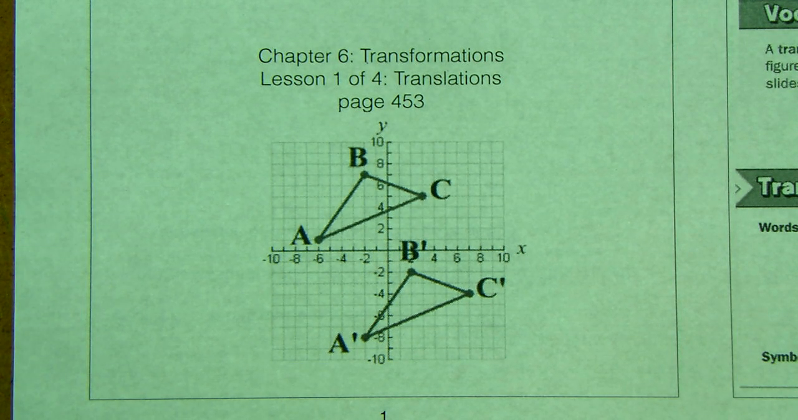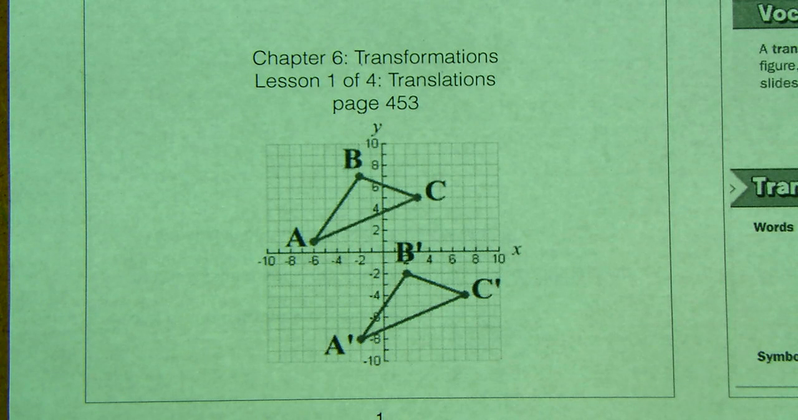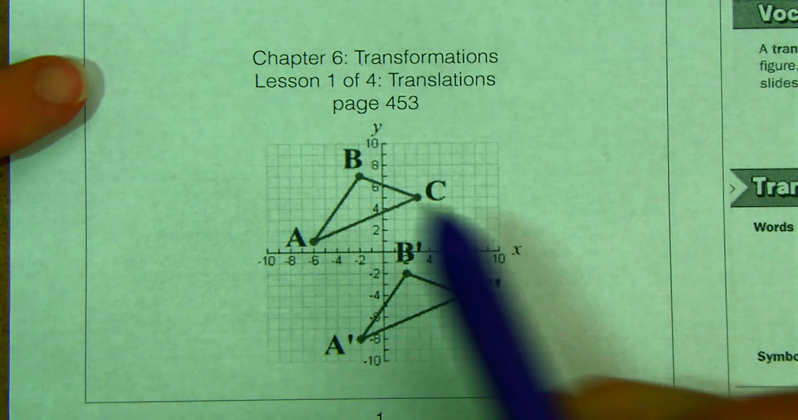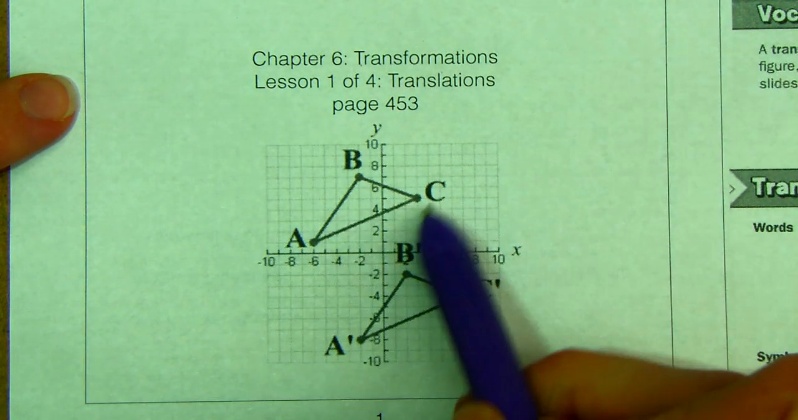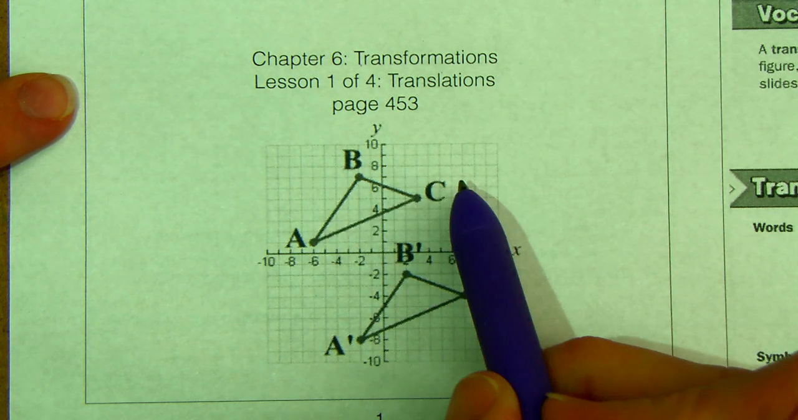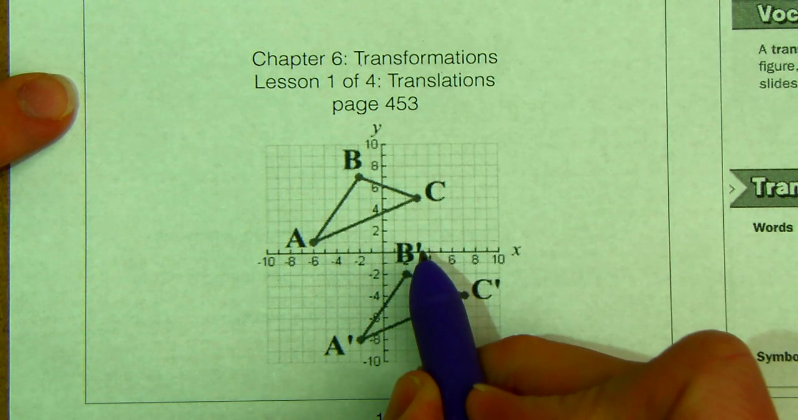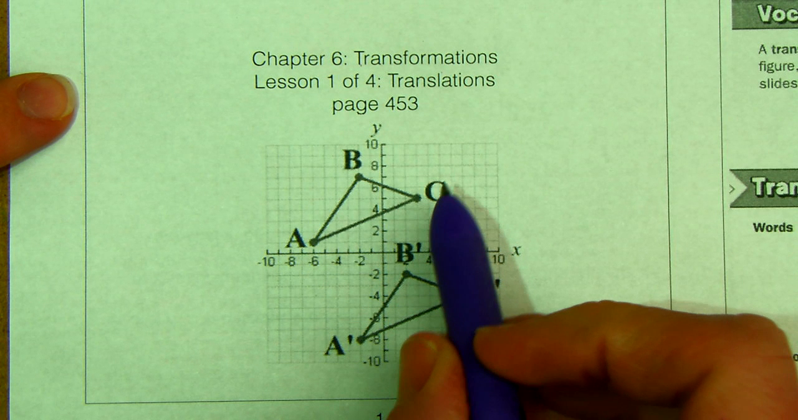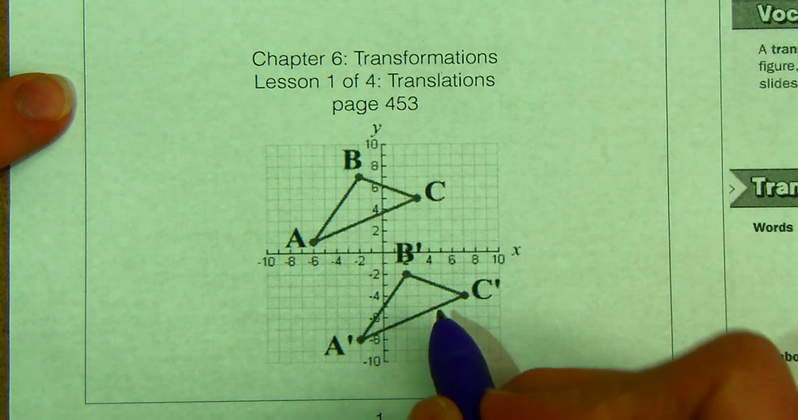The pre-image, the one they start with, the one they give, is the one that does not have the apostrophe. The image after you translate it is the one where they use the same letters, but then they put an apostrophe, and I'm going to refer to that as prime.